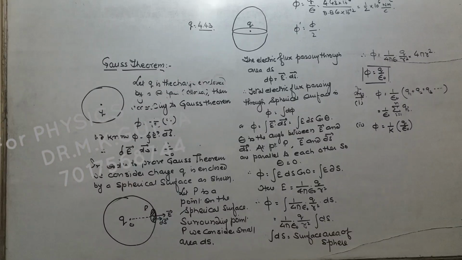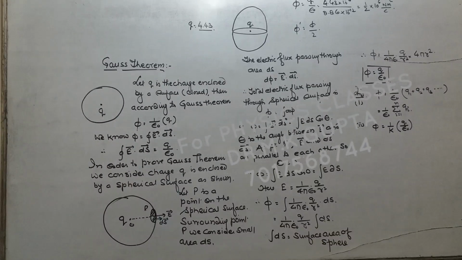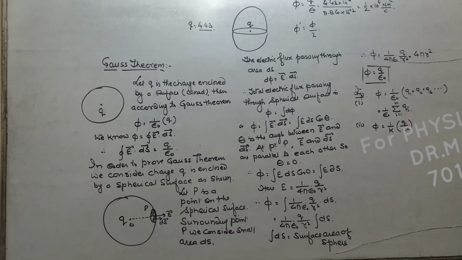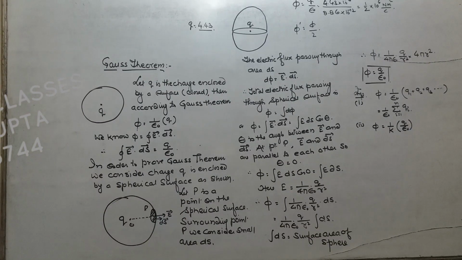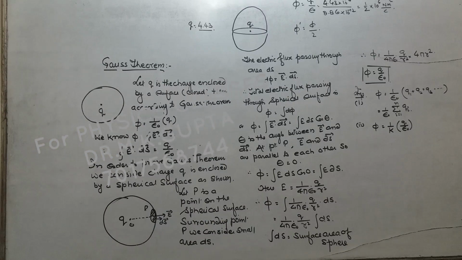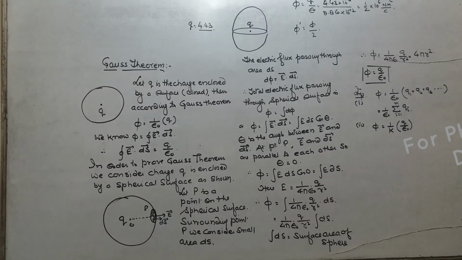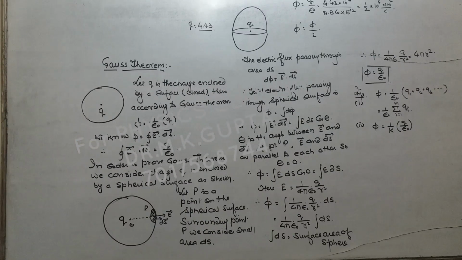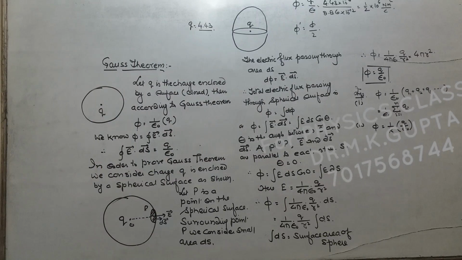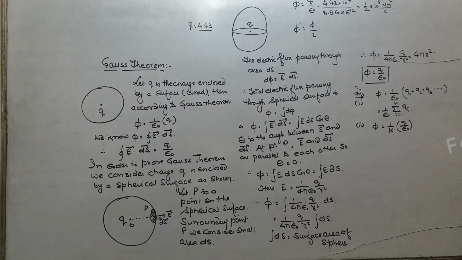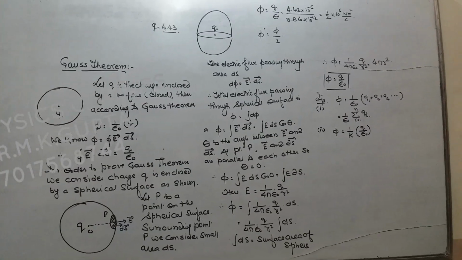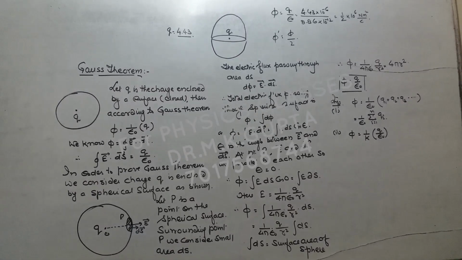Students, we have studied about electric flux. Now we are coming to the topic Gauss theorem. Gauss theorem states that the electric flux passing through a closed surface enclosing some volume equals 1 upon epsilon naught times the charge enclosed by the surface.